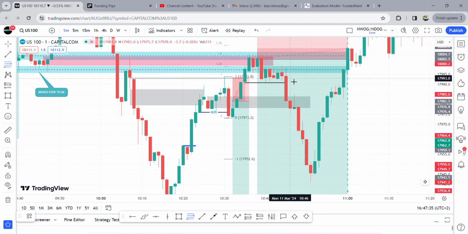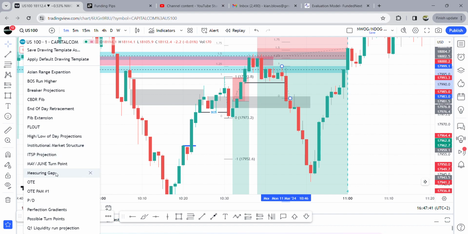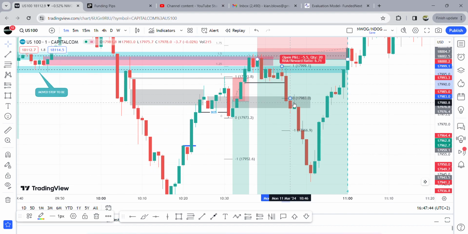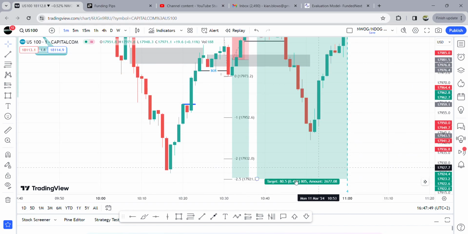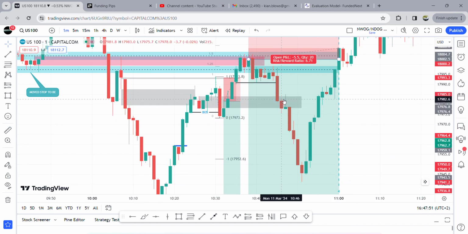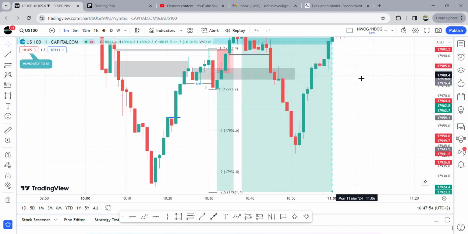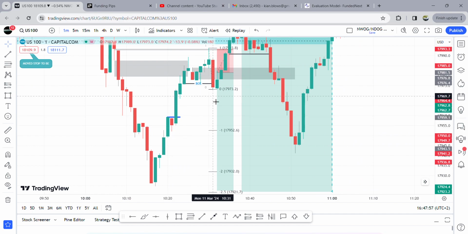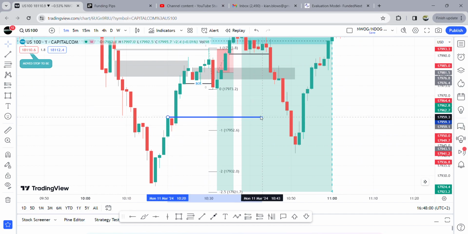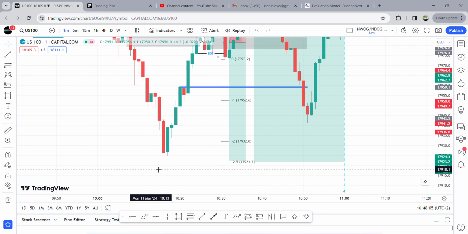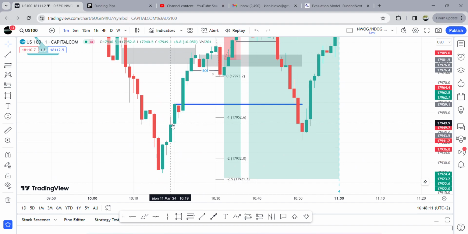Wait, let me just see this quickly. Measuring gap. Okay, still within the range. Doesn't get the low, still within the range. Okay, my take profit was down here. Reacted off the fair value gap, went lower. This was my first worry, was that it wasn't going to break this low. After it broke this low, I had confidence that we were going to see price take this low at 10.15, 10.17, sorry. And it stopped inside the fair value gap and reversed.